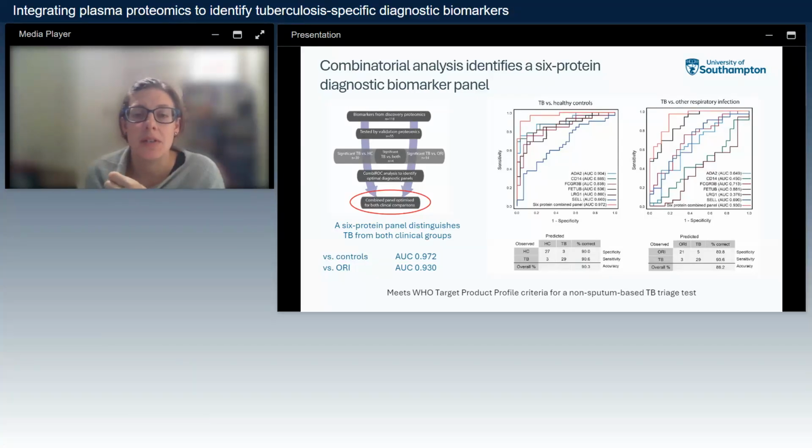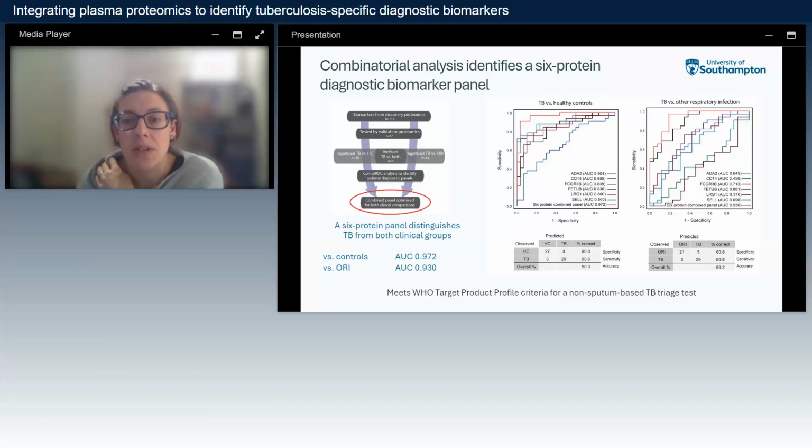So I did some receiver operating curve characteristics and identified a CombiRock package that you can use in the R programming language to identify combinations of biomarkers and investigate their diagnostic potential. And I discovered that there was a 6 protein panel that you can see here on the rock curves that, when you plot individually, have pretty good area under the curves, but actually when you combine them using logistic regression and then plot the receiver operating curve characteristics, show a really high degree of sensitivity and specificity.